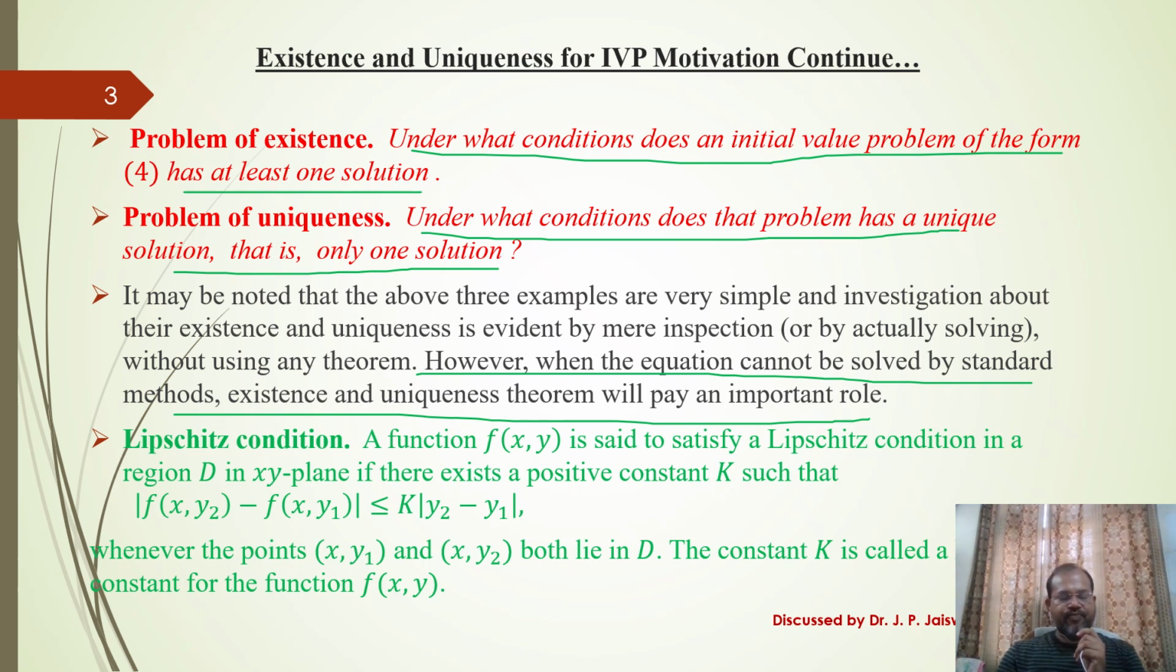To prove existence and uniqueness, we need a very important definition, called the Lipschitz condition. Suppose I have taken a function of two variables f(x, y), and we say it satisfies the Lipschitz condition where the point (x, y) belongs to some region D of the xy plane, if there exists a positive constant k such that |f(x, y2) - f(x, y1)| ≤ k|y2 - y1|. That means we keep x fixed and vary y, taking y2 and y1.